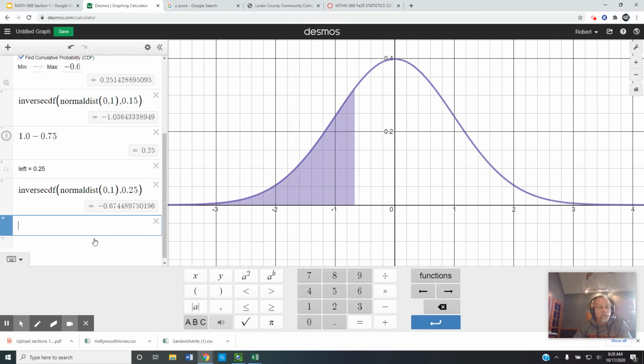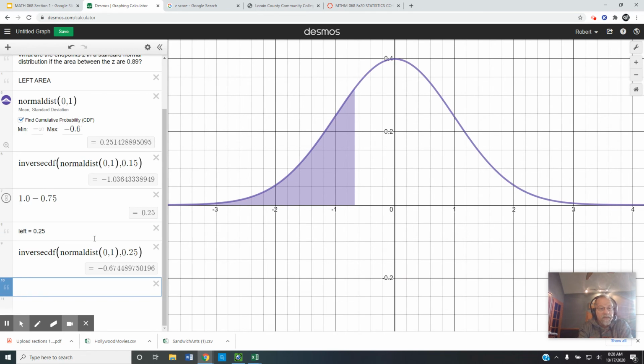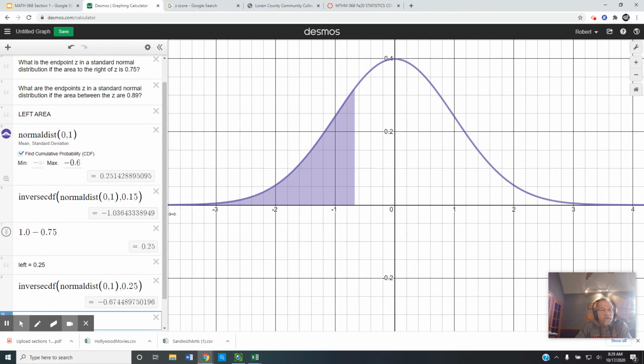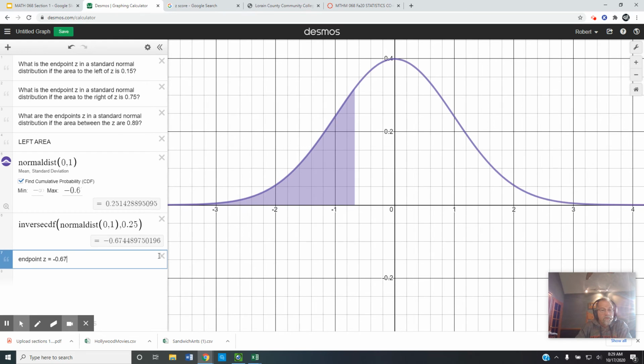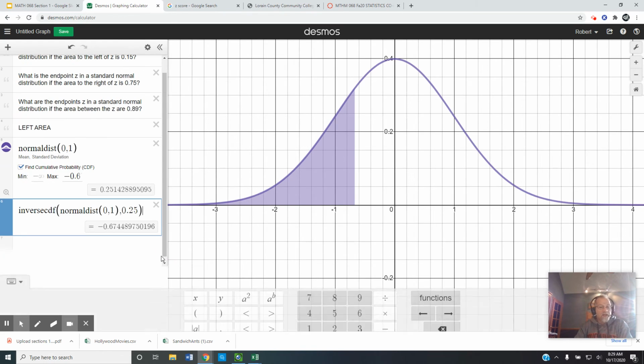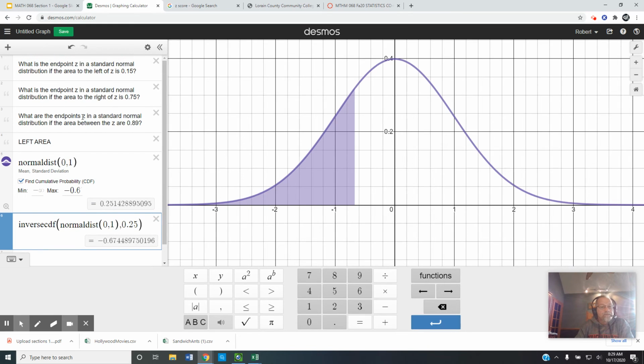So the answer to the endpoint z, I've got to always use quotations when I do this. The endpoint z equals negative 0.67. We'll do the last one. And I'm going to get rid of this stuff that's up here because we're getting a little busy here. I'm not going to get rid of this normal distribution, though, because I just got done using this a second ago. And I'm going to use it again, just as a template, if you will.